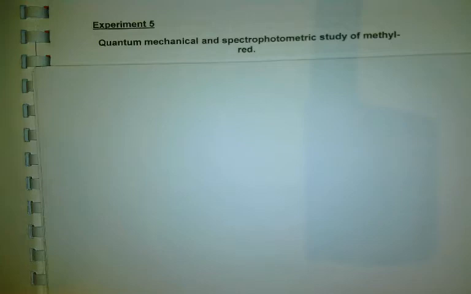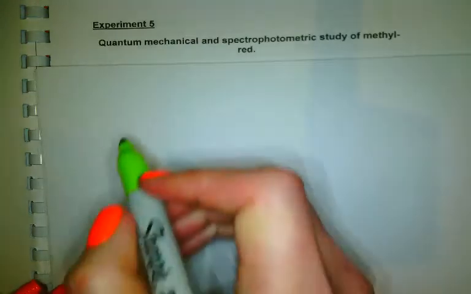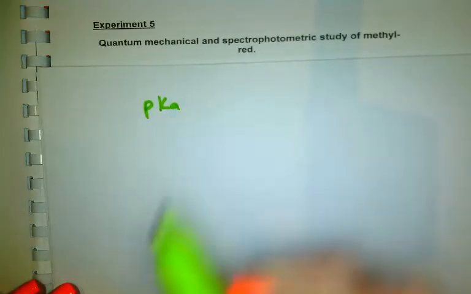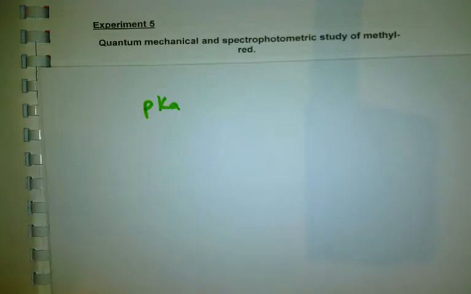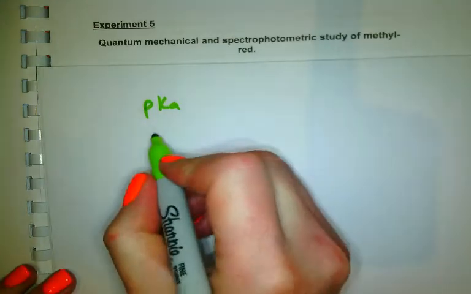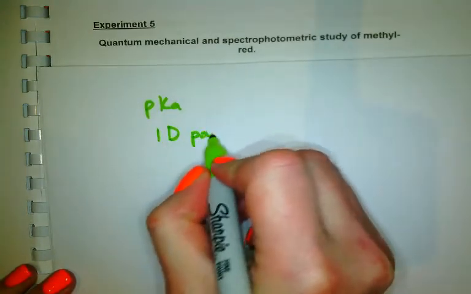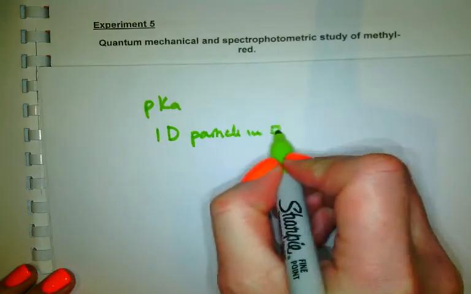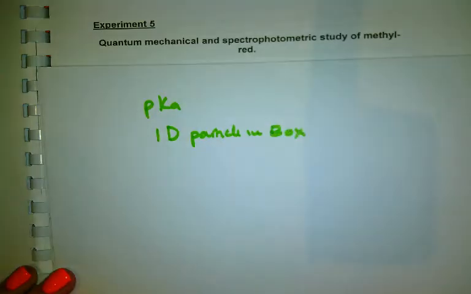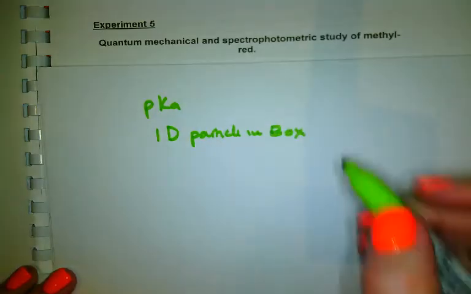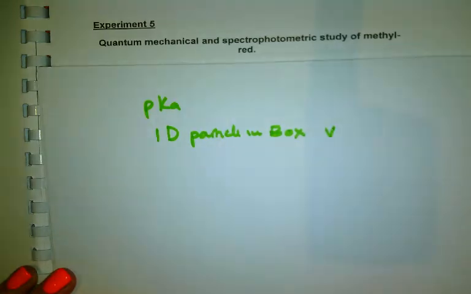This is the pre-prac video for experiment 5, the quantum mechanical and spectrophotometric study of methyl red. In this experiment, firstly, you are going to determine the pKa of methyl red using spectroscopy, specifically UV spectroscopy, and you're going to apply the 1D particle in a box model to this molecule to determine its absorption frequency nu.